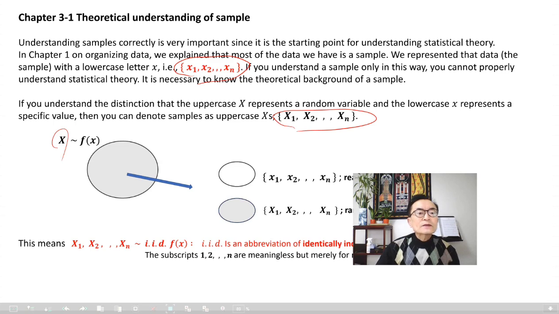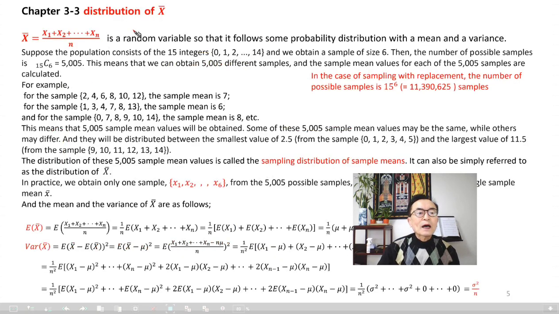And I told you about the distribution of x bar last time. So x bar is also what? A random variable. So x bar has some distribution, and x bar has a mean and variance. I explained it with this real, simple example. The mean of x bar is the population mean, mu. The variance of x bar is the population variance over n. These are the basics to go further.